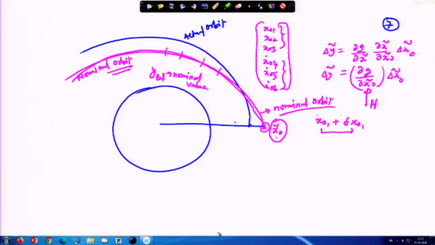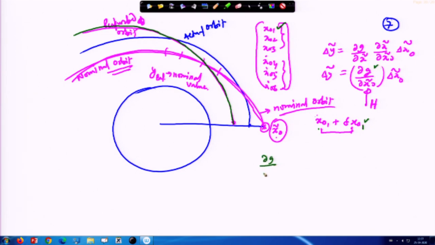Next, once it is perturbed, and let us say this position is here, and you propagate this orbit using the state equation, this goes like this, and this we call the perturbed orbit. I will show it in another color. This is your perturbed orbit. By perturbing by delta x 0 1, only the first element of x 0, you can calculate this quantity here.